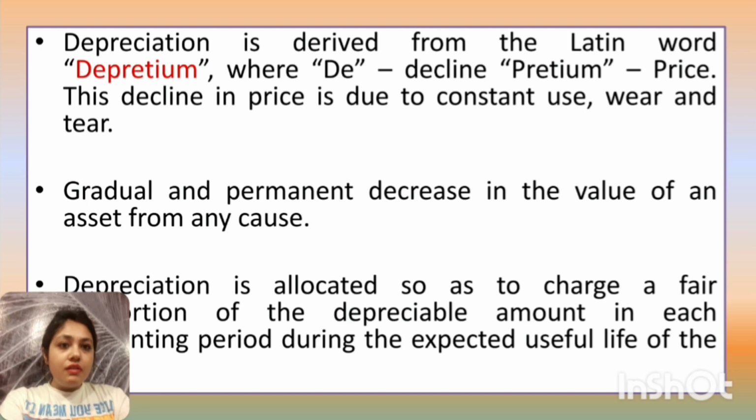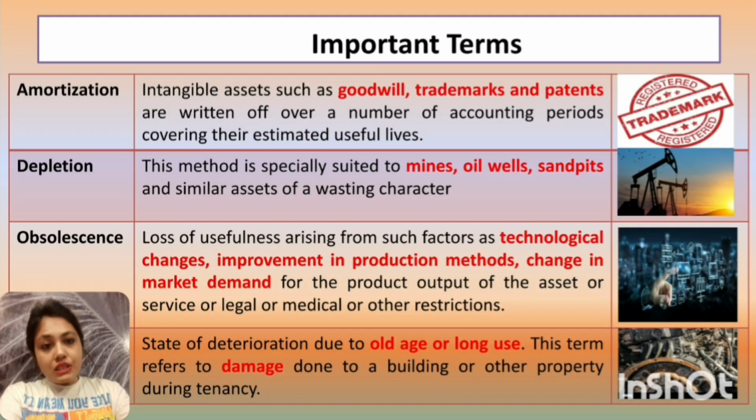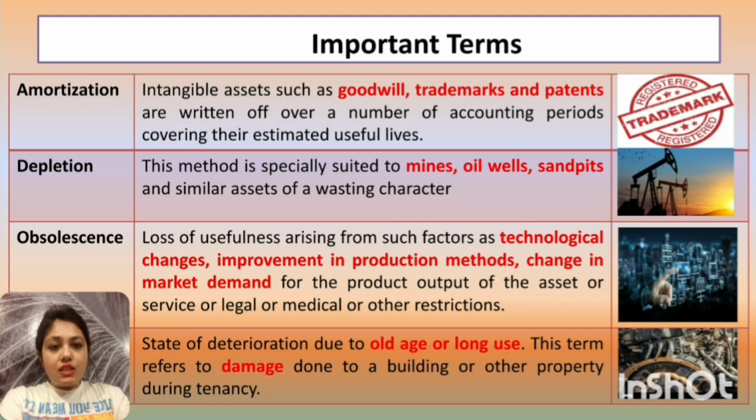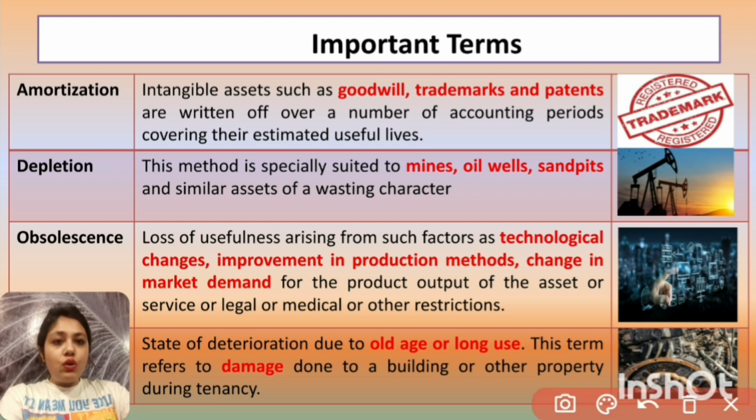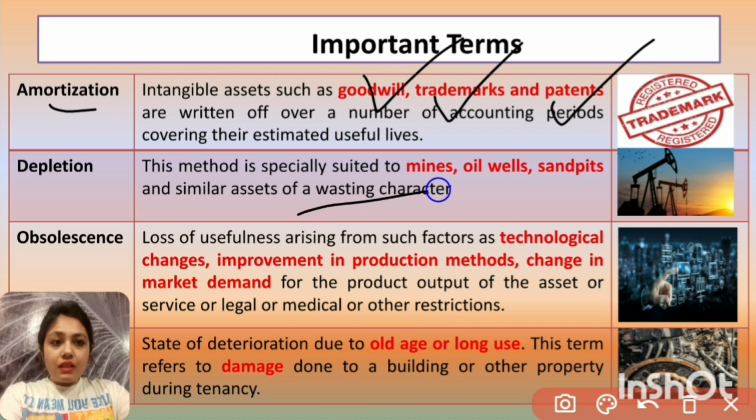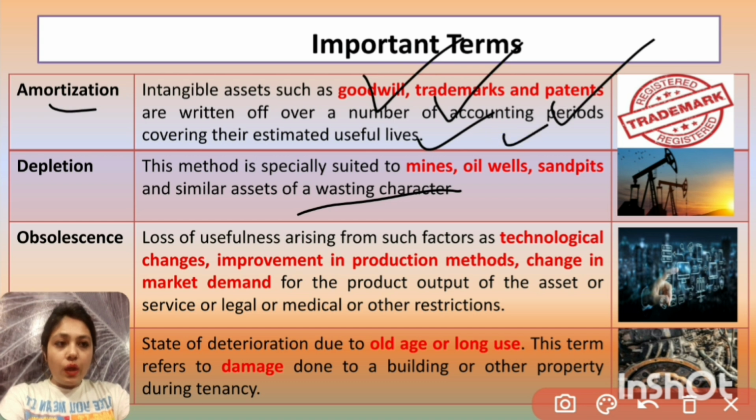Moving further, we have different terms for different kinds of assets. We use different terms for depreciation. First kind of asset is the intangible assets that you cannot touch or feel, say goodwill, trademarks and patents. Instead of depreciation, the term that you use is amortization. For the wasting assets such as mines, oil wells, sand pits, instead of depreciation we use the term depletion.